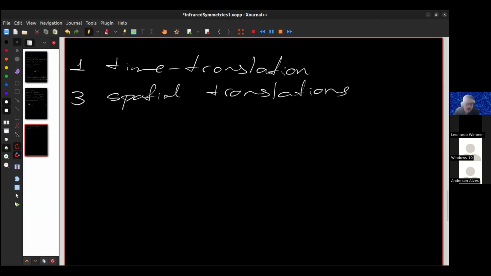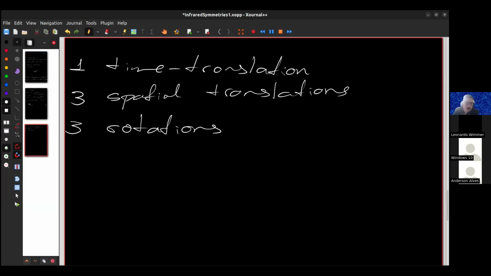Next, we have three spatial rotations, which are just the rotations you have about, in the case of Minkowski, any point. And in cosmology, you also have this invariance because you assume spacetime to be isotropic. And in Schwarzschild, you also have rotation invariance due to the reason that the black hole is spherically symmetric. So you can actually perform rotations without changing the spacetime at all.